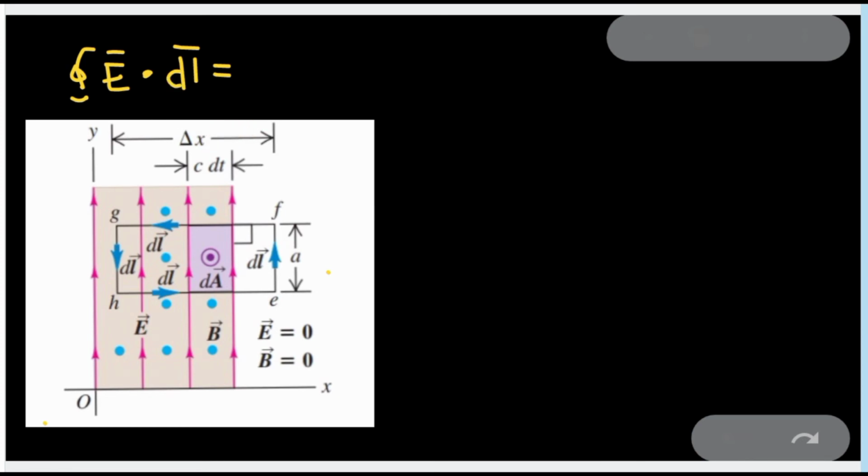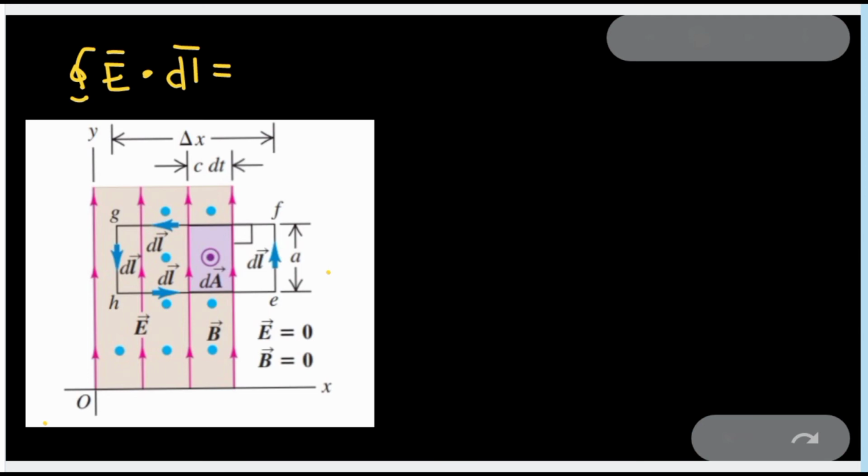Now let's apply Faraday's law. As you can see, this is the vector area of the rectangle EFGH, highlighted here in violet. That vector area is pointing in the z direction, parallel to the magnetic field. This blue one is the magnetic field, and the vector area is parallel to it, so it is pointing away from the page.